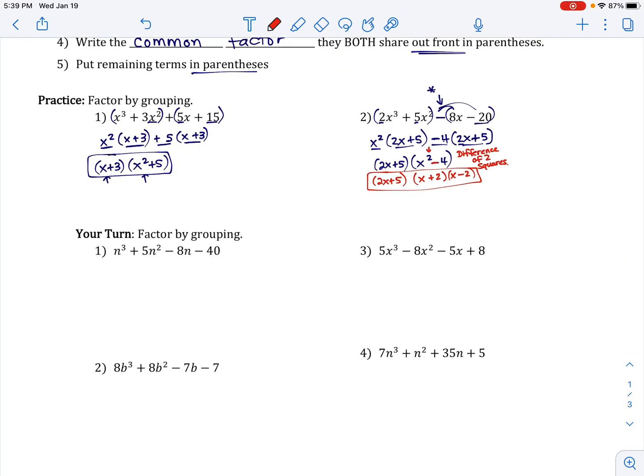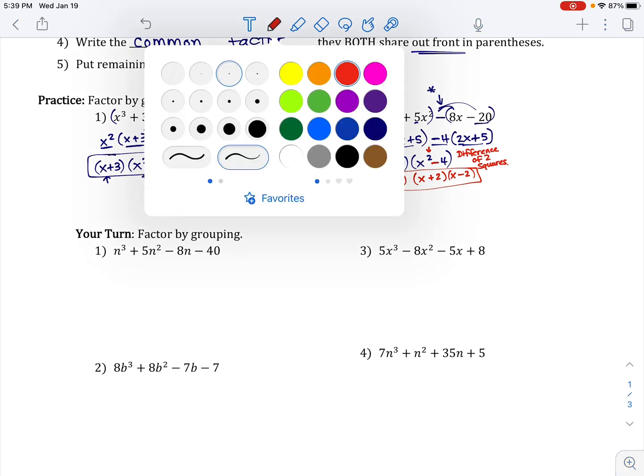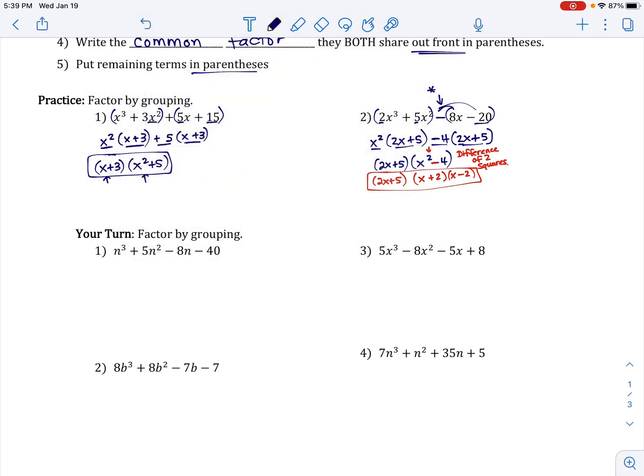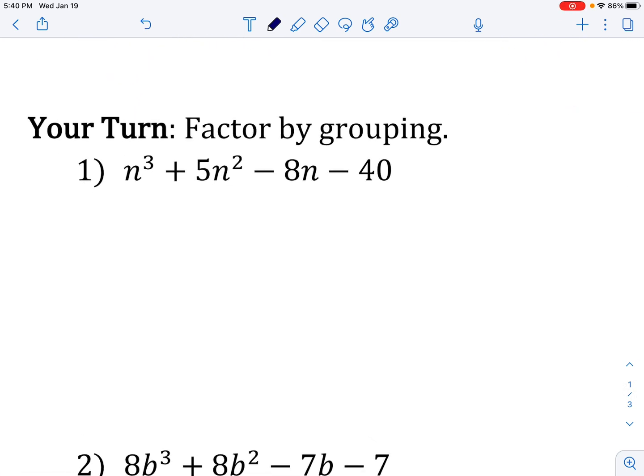Looking at your turn, factor by grouping. So what I want you to do is pause the video, and I want you to work through these. And then once you get to 4, go ahead and hit play and see if you got the correct answers. So go ahead and pause it, and then work through them, and then play it again. All right, see you back in a few.